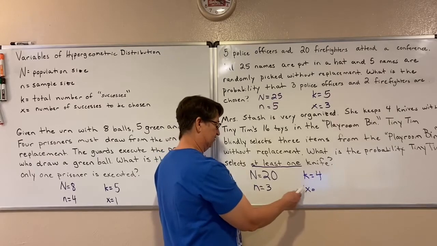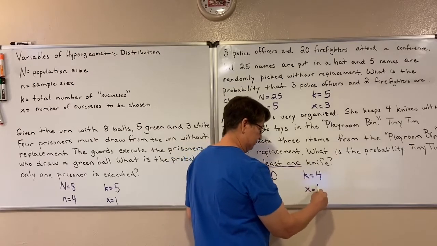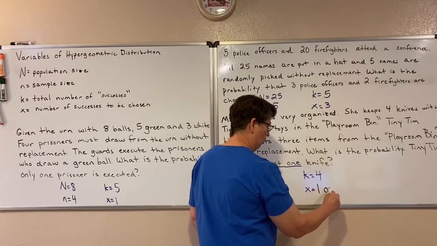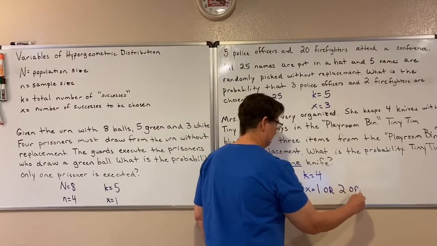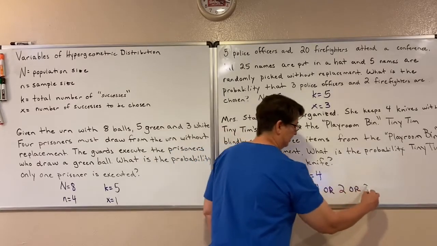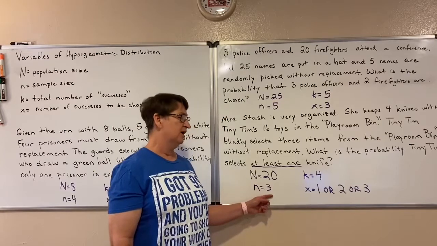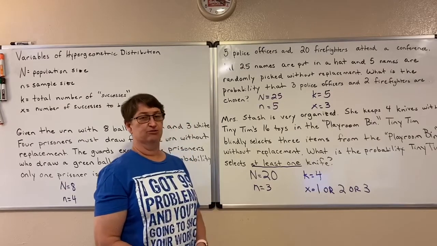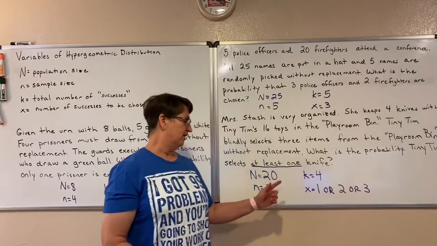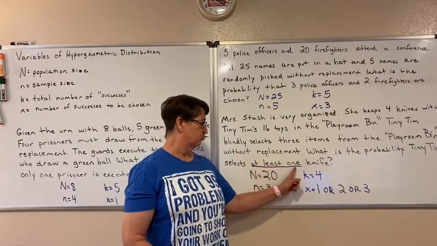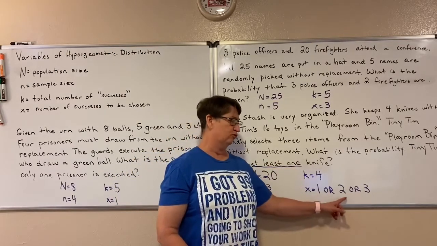So in this case, if I'm going to get at least 1 knife, then Tiny Tim could get 1 knife, or he could get 2 knives, or he could get 3 knives. Now, the most he can get is 3 because he's going to pull out 3 from that playroom bin. So even though there are 4 knives in there, the most he can get is 3. And to find this one, we're looking at not just 1, but because it's at least 1, our random variable is 1 or 2 or 3.